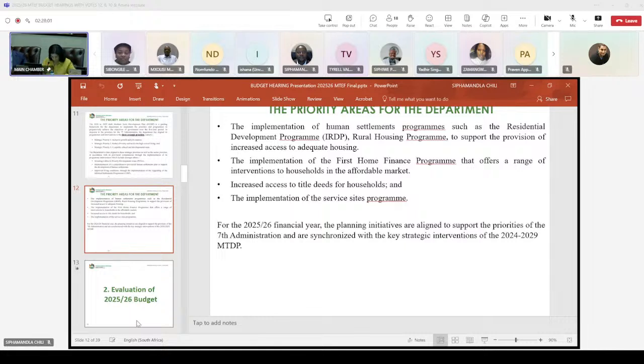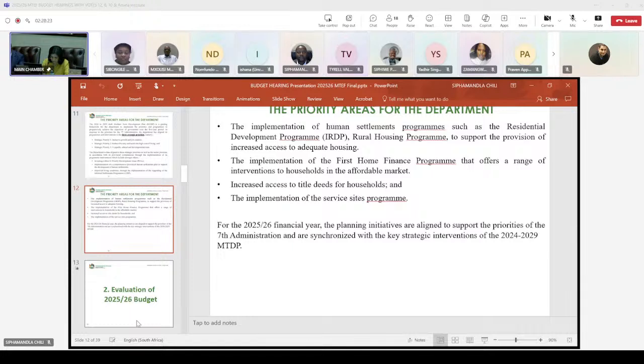I'm now moving on to the evaluation of the budget. On slide 14, the allocation for the 25-26 MTF period. In terms of our Human Settlements Development Grant, our budget is 2.599 billion. 25-26 is 2.633 billion, and 27-28 is 2.752 billion.